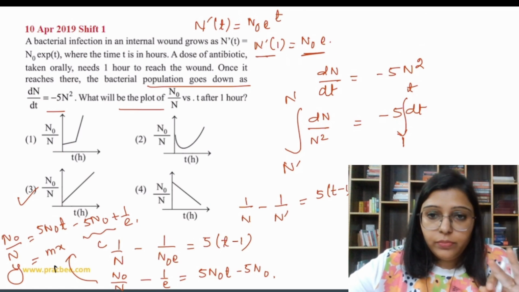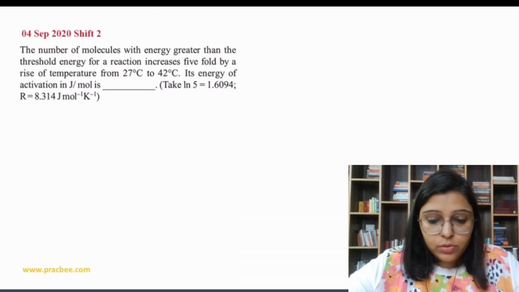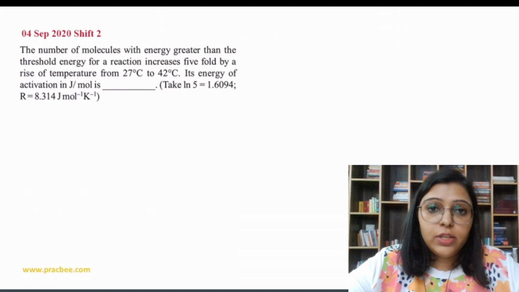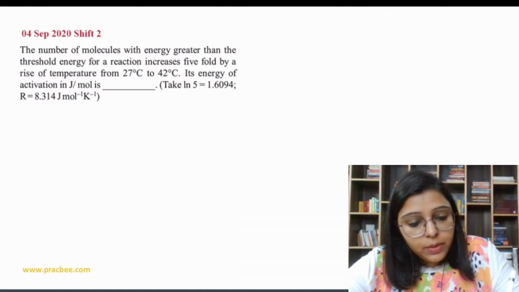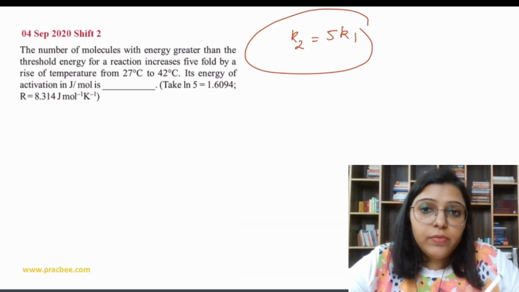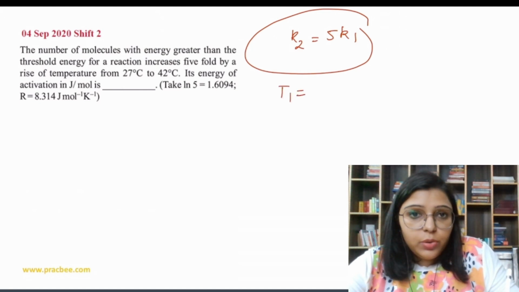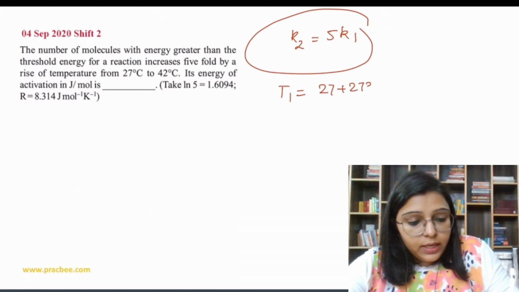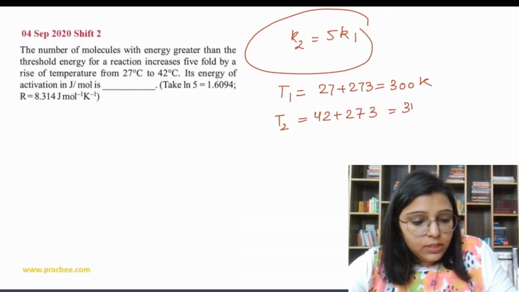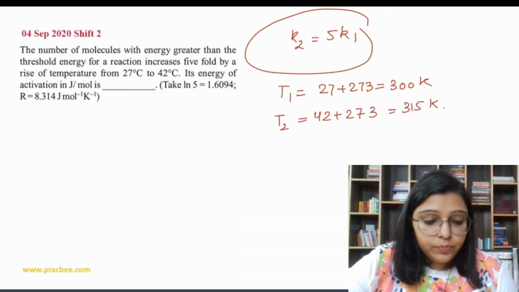Clear? That's it. Now let's do this question. The number of molecules with energy greater than threshold energy for a reaction increases 5-fold. So if the number of molecules increases, we can say that K2 is equal to 5 times of K1. So 5-fold by a rise of temperature from 27 plus 273, it means 300 Kelvin, to 42 plus 273, so 42 plus 273 is 315 Kelvin.